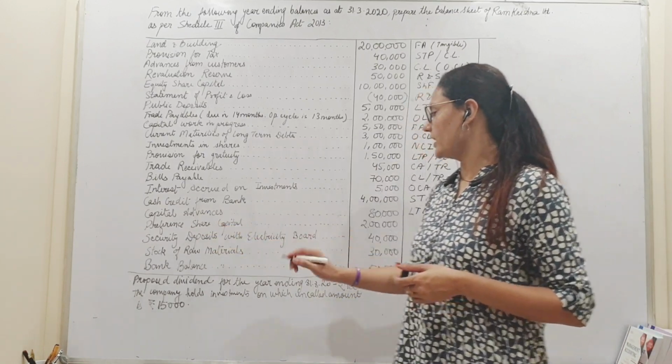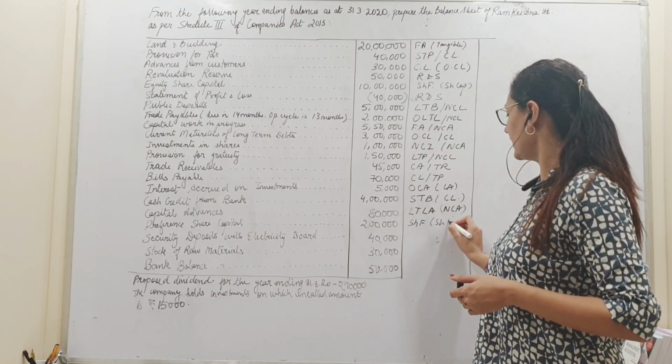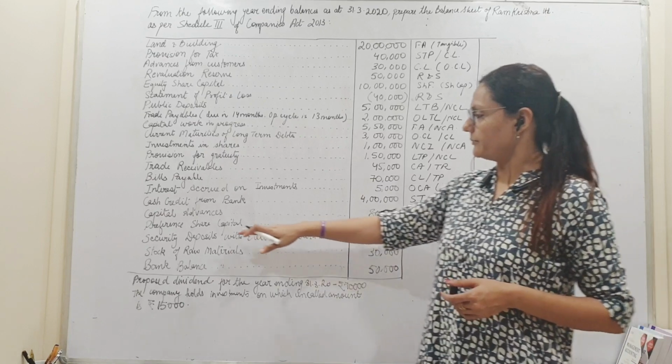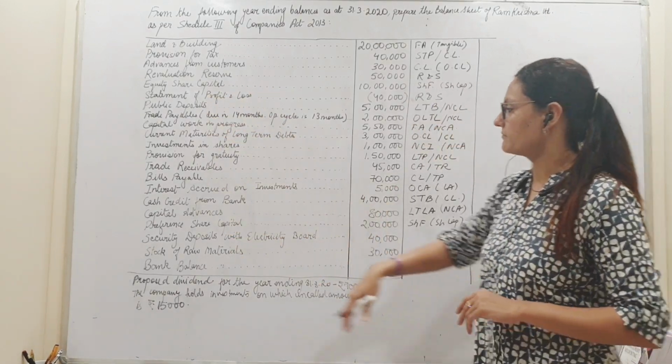Then preference share capital again goes to shareholders funds, again share capital. We have preference also, we have equity also. Both will go under the same heading.